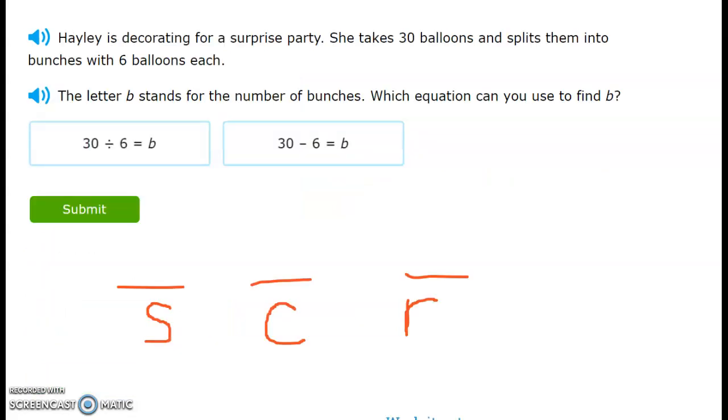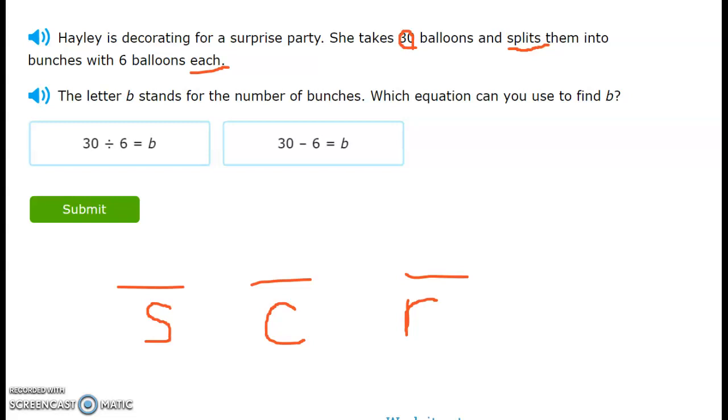In this word problem, Haley is decorating for a surprise party. She takes 30 balloons and splits them into bunches with 6 balloons each. And the letter B stands for the number of bunches. So we need to decide if in this word problem we are dividing or we are subtracting. Well, I'm going to look at this word problem again. It says Haley takes 30 balloons and splits them into bunches with 6 balloons each. My friends in math, what happens when we split things up into equal groups? When we have a big amount and we are splitting them up?